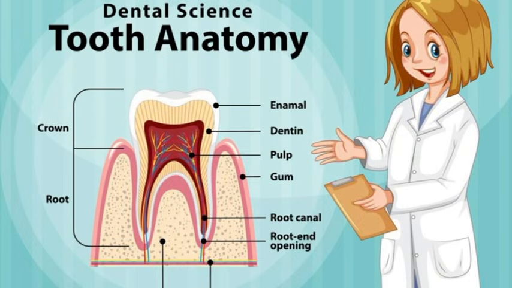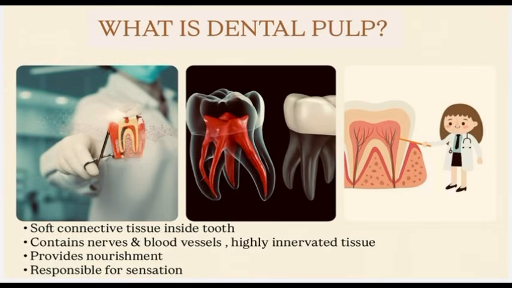Dental pulp. First of all, here comes the anatomy of the tooth. The first layer is the enamel, the second one is the dentine, and the third one, the highly innervated one, is the pulp. What is pulp? The dental pulp is the living center of the tooth. It is one of the most innervated soft connective tissues.